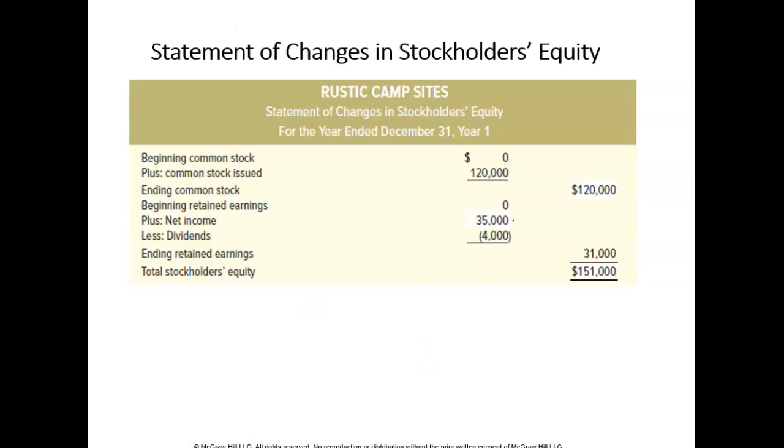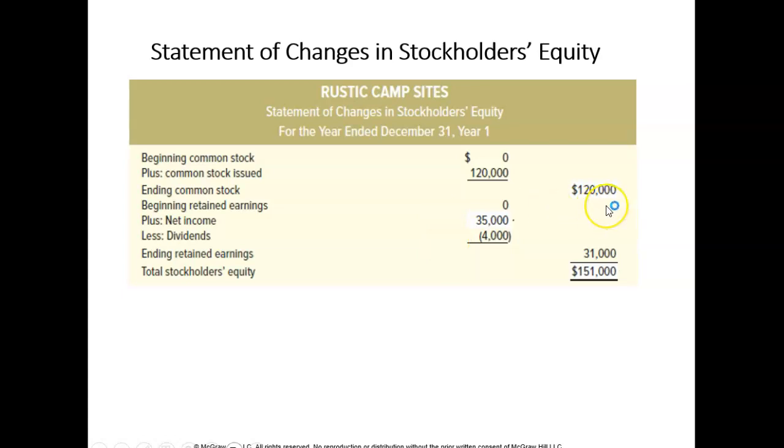Our next statement is called the statement of change in stockholders' equity. This shows any change in the equity section of the accounting equation from the beginning of the accounting period until the end of the accounting period. So this is our first year of operations. So we began with zero in common stock, but then we issued common stock for $120,000. Then we earned net income of $35,000, but later we paid out $4,000 in dividends.